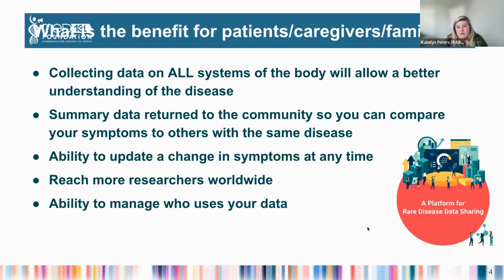So what is the benefit for you, patients, caregivers, and families? RareX is collecting data on all systems of the body. All of the surveys you will be filling out are symptom-based surveys. This allows for a better understanding overall of the disease and also enables cross-disease research and cross-symptom research, and is really a great way for researchers, especially if you're a smaller disease community, to get more eyes on your data if they're doing cross-disease and/or cross-symptom research. Summary data will be returned to your community, so you can compare your symptoms amongst the others within your community, and also you can see what the rest of the community is reporting.